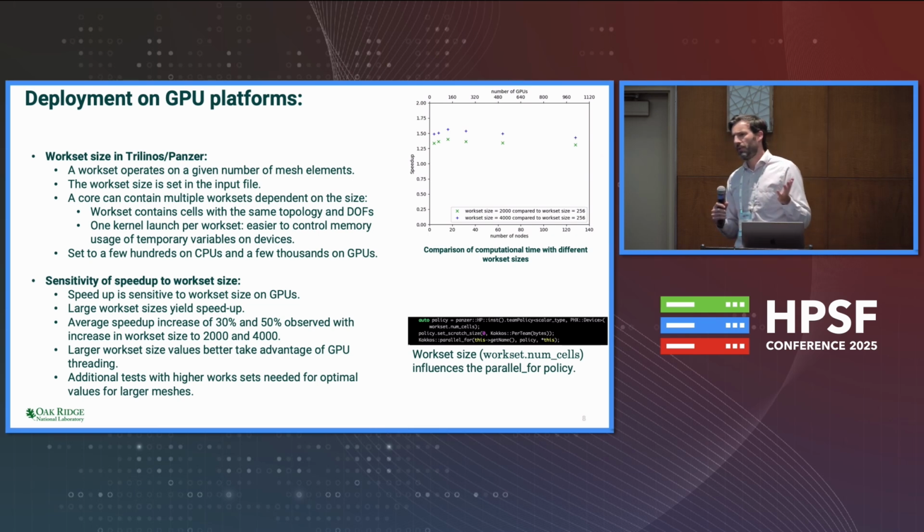If you run on CPUs, the work set size is going to be a few hundred mesh elements. But if you're on GPUs, if you want to see good performance, you want this work set size to be of the order of a few thousand. We ran a few tests on Frontier by varying the work set size from a few hundred to 4,000, and you can see the change in performance. We can get a speed-up increase of up to 50% when we use a few thousand mesh elements per work set size.